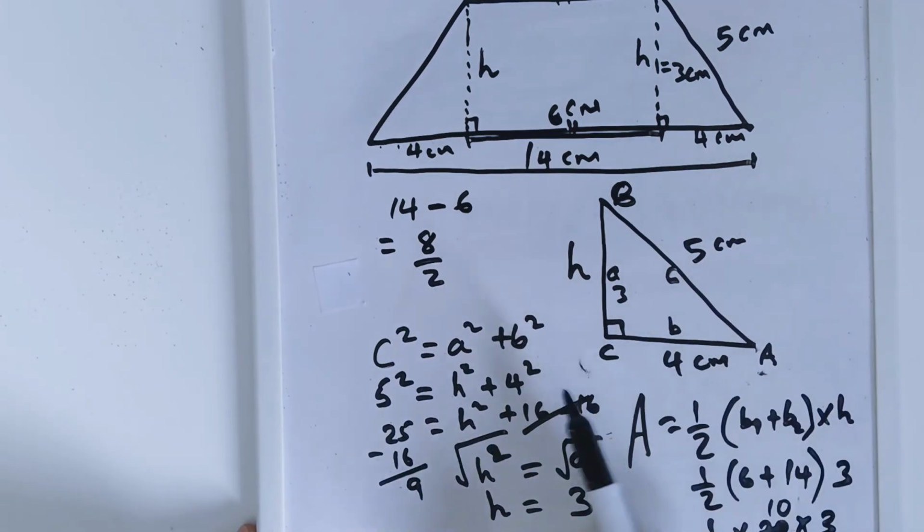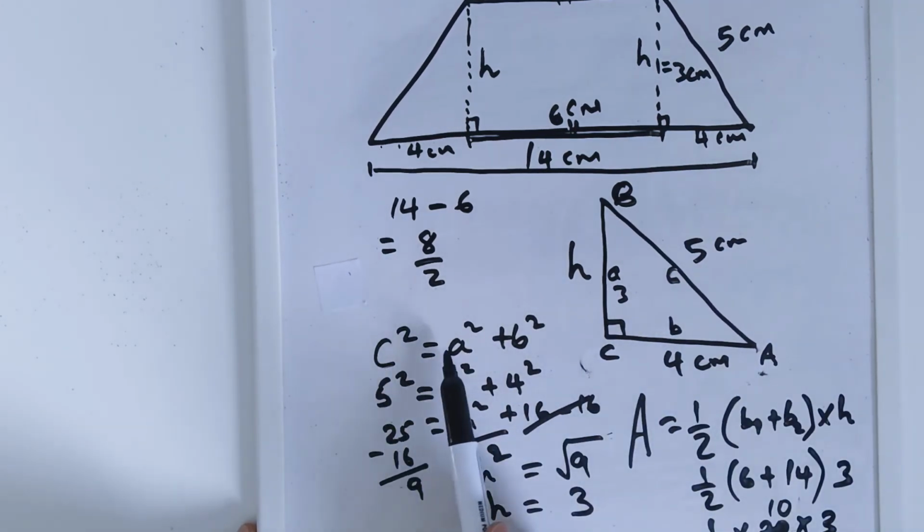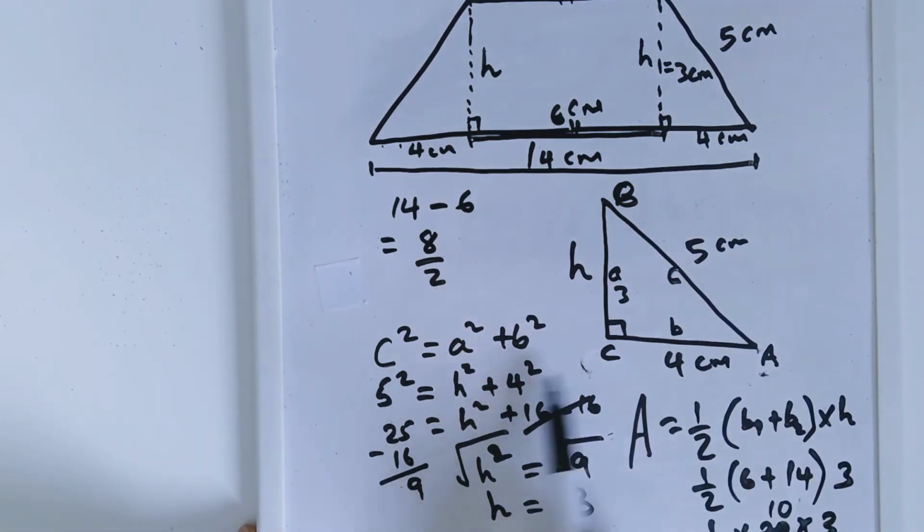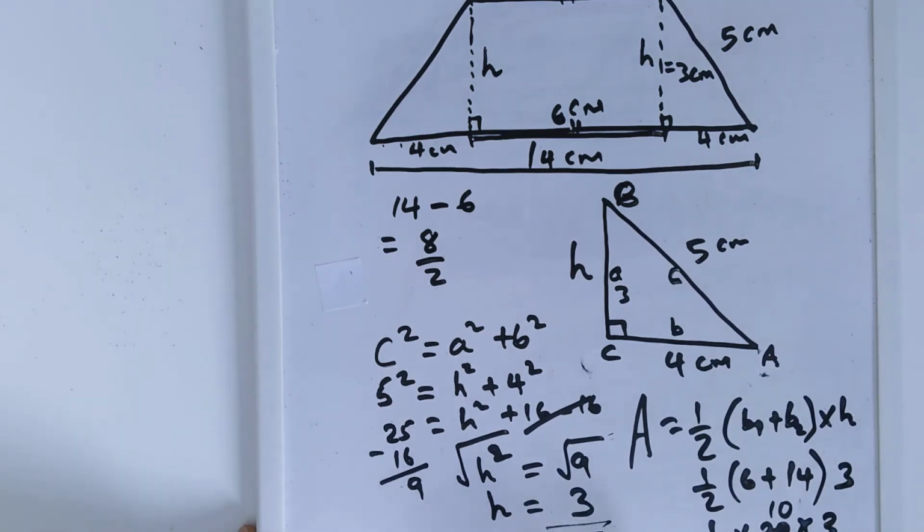Now we have to use Pythagoras Theorem. C squared is equal to A squared plus B squared. C is 5, squared, is equal to the height, which is what we are looking for, plus the base, which is 4, squared. So we ended up with a height of 3 centimeters.